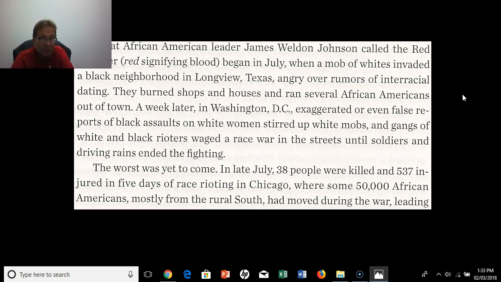38 people were killed and 537 injured in 5 days of race rioting in Chicago, where some 50,000 African Americans, mostly from the rural South, had moved during the war. And it started on a beach, if I recall correctly. And African Americans going on to what was supposedly a white beach or something like that.